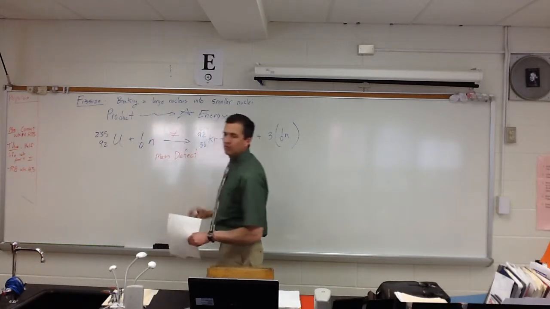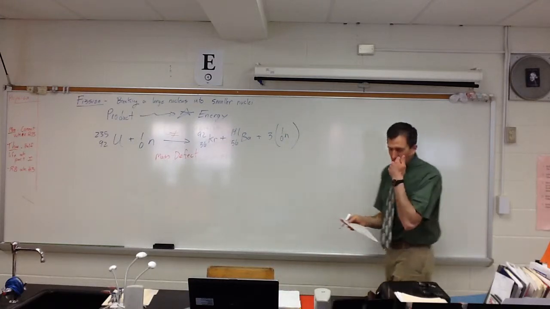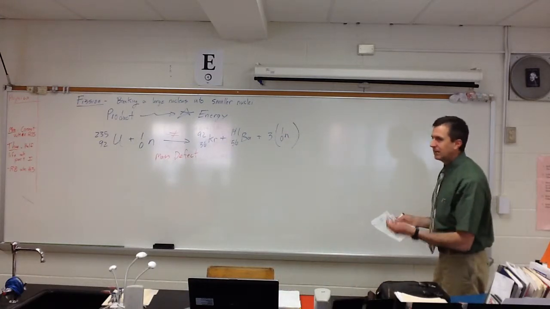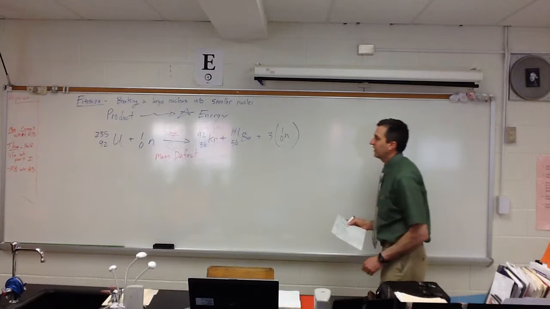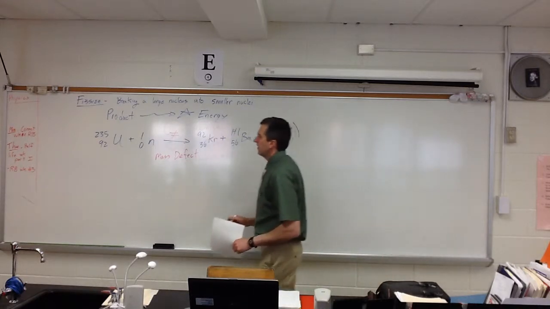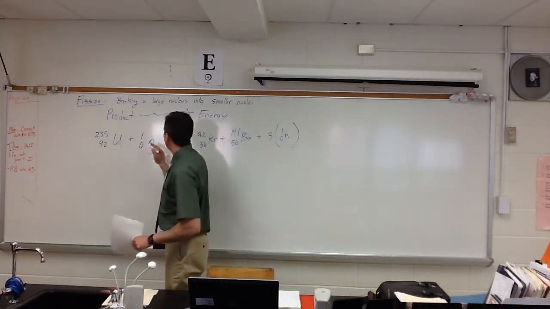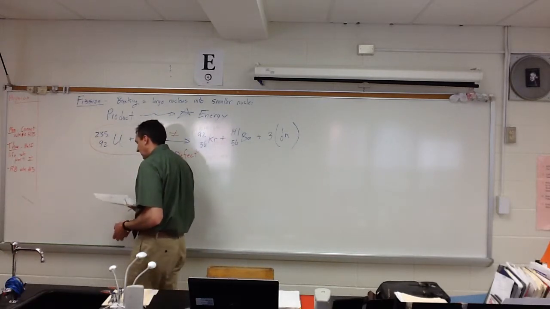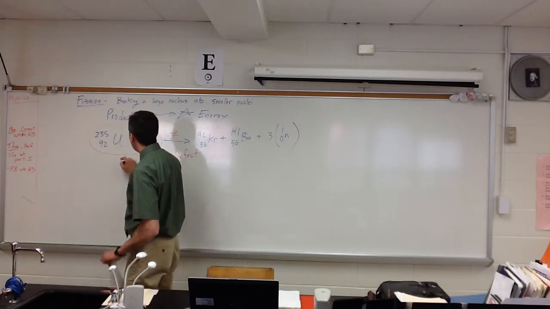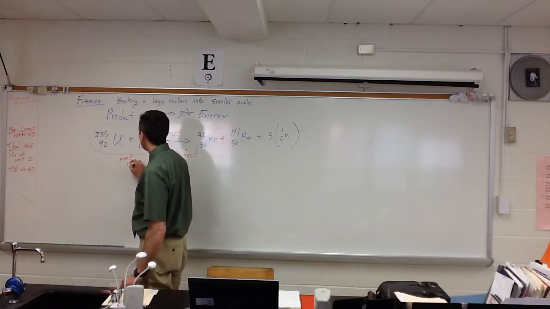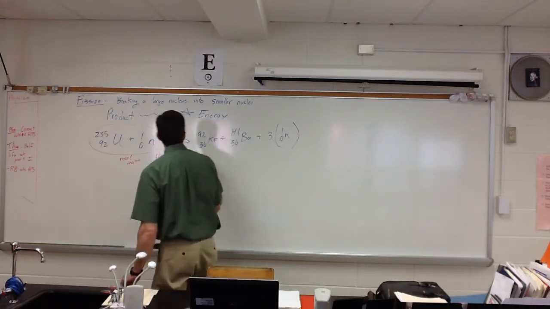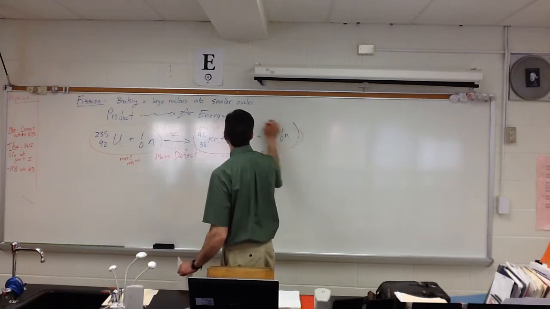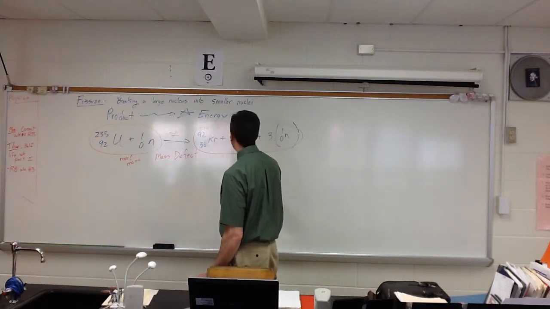This should be a review at this point. If you go back to that lesson, you can see the details of how mass defect plays out. But basically, this side, when added up, does not add up to this side. In fact, in this equation, the left-hand side actually has more mass, and this side over here actually has less mass.